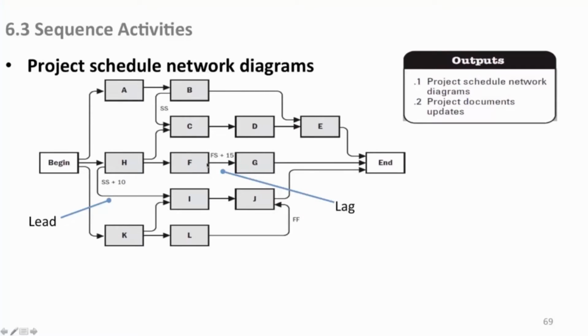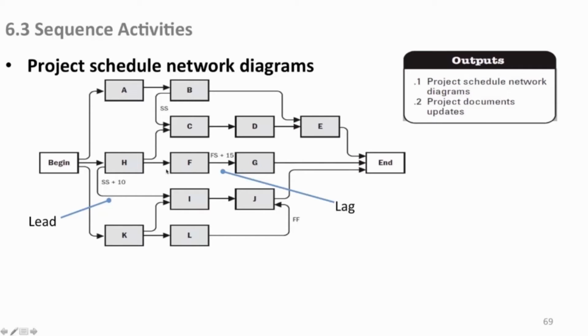But you may need to arbitrarily impose leads and lags like we did here. We said when F is done, G can start. However, it cannot start until 15 days later. That's what this is saying. It's a lag. Here we're saying when H starts, I can start, but wait 10 days. So that's a lead. Okay, that's how all this stuff works.